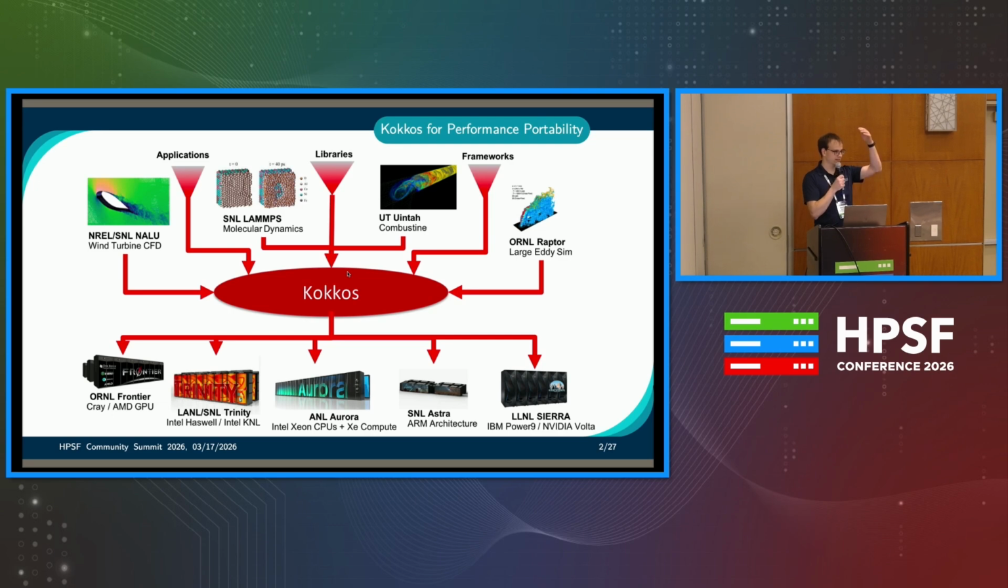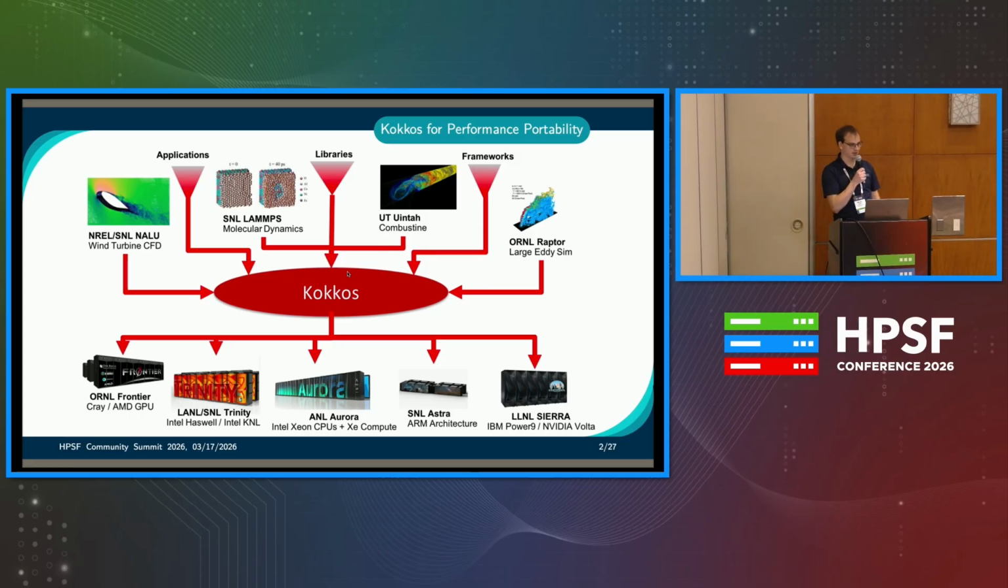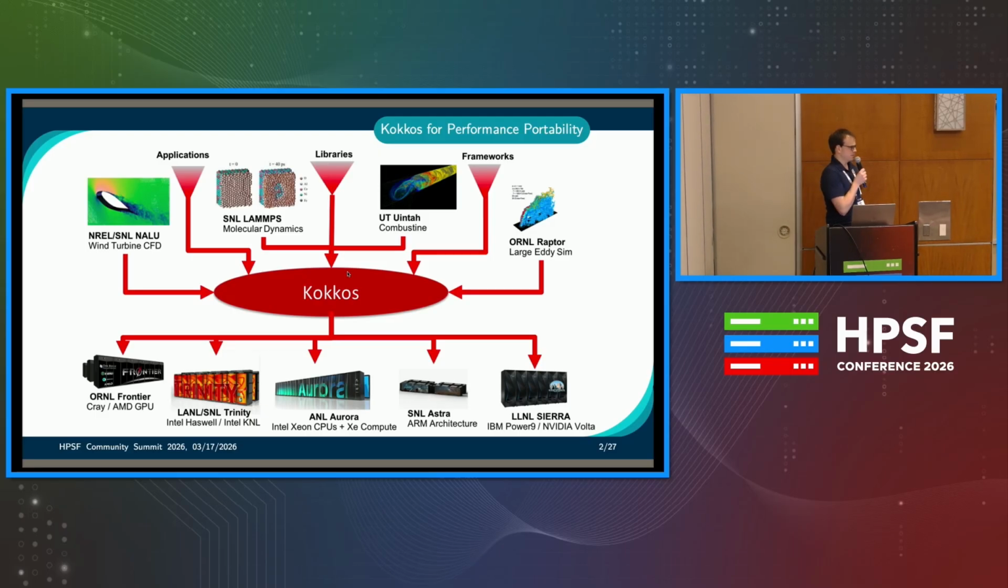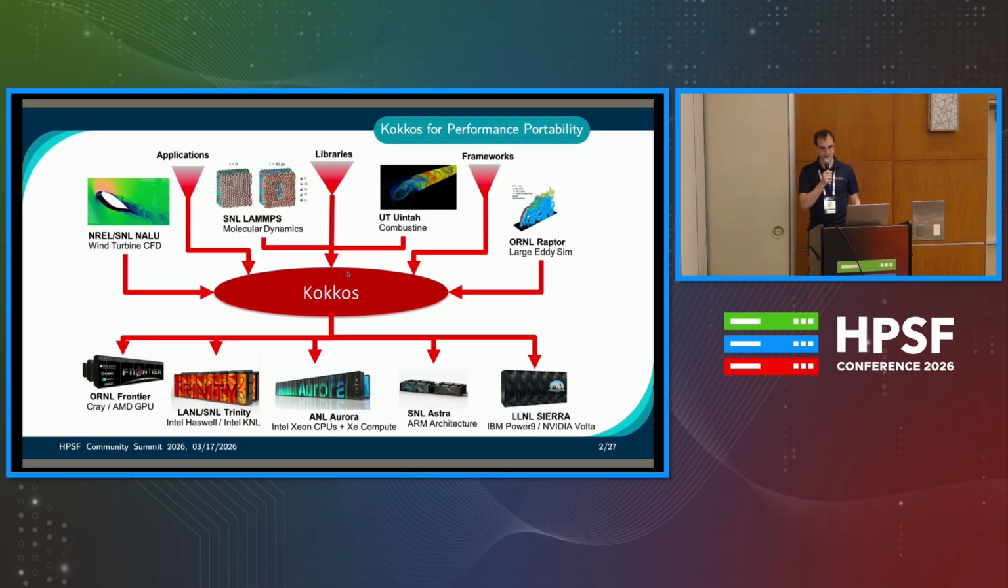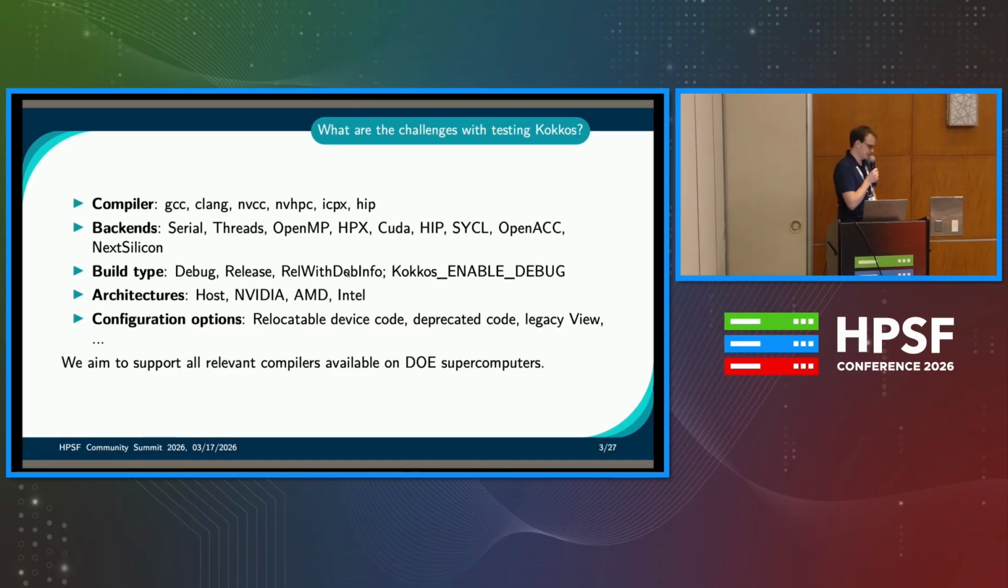Basically, we have applications on the top, then Kokkos is a performance portability layer, so you just write Kokkos API, and then you can run performance portably on all the different architectures that we care about. This is slightly outdated, but still represents today's supercomputer architectures pretty well. And that motivates a little bit the challenges that we're facing.